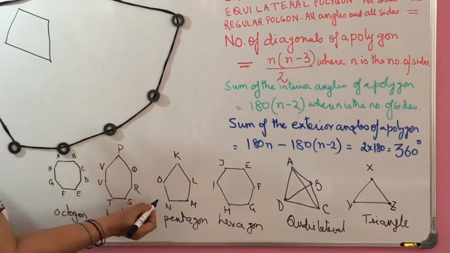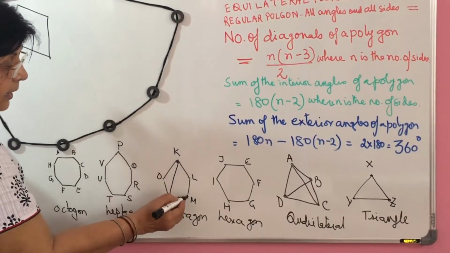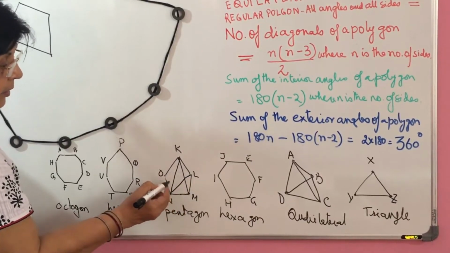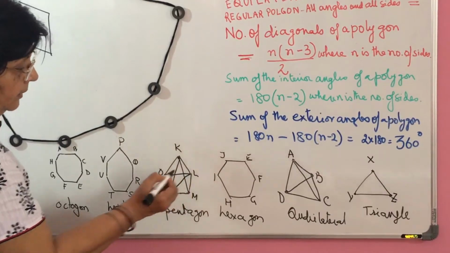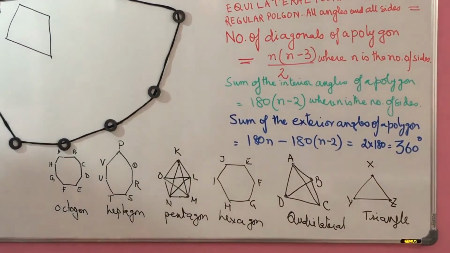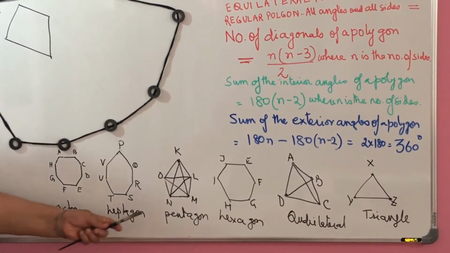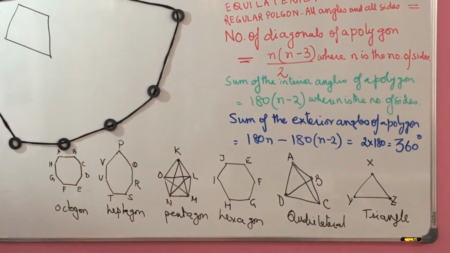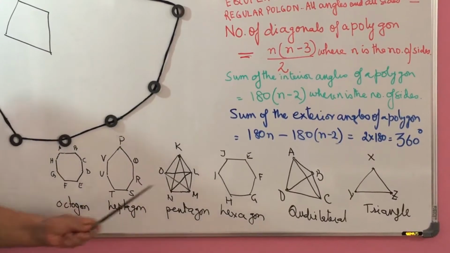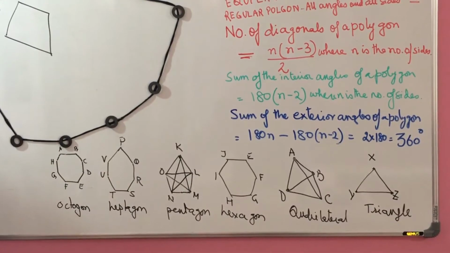In a pentagon, we can join K and N, we can join K and M, we can join N and L, we can join O and L, and we can join O and M. How many diagonals have I made here? I have made 5 diagonals. So a pentagon has 5 diagonals. You can try yourself and make diagonals for a hexagon, a heptagon and an octagon, and find out how many diagonals they have.